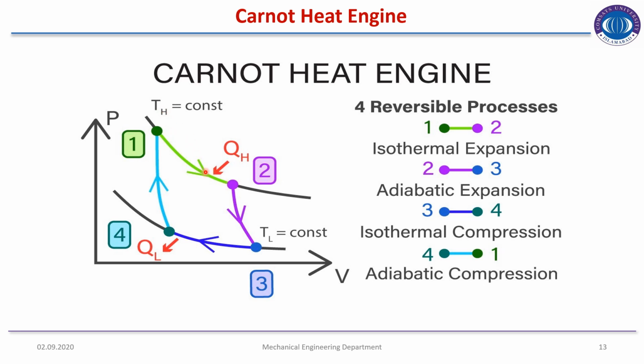As the process is isothermal, TH is equal to constant. So TH temperature will remain constant from process 1 to 2, and process 2 to 3 is adiabatic expansion. You see that volume is increasing in process 1 to 2 and 2 to 3. This is adiabatic expansion, so no heat enters or leaves the system.